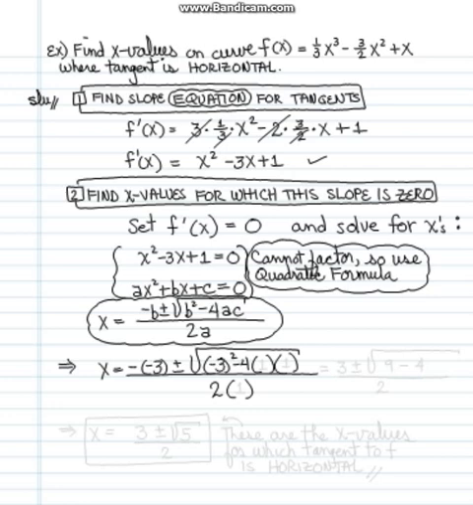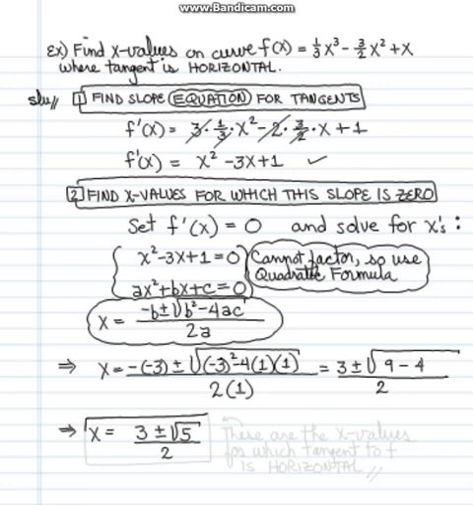There. Now a is 1 and c is 1 and a is 1. Now simplify, you get 3 plus or minus the square root of 9 minus 4 over 2, which simplifies finally to x equals 3 plus or minus the square root of 5 over 2.